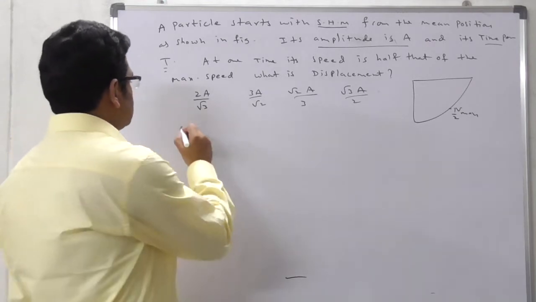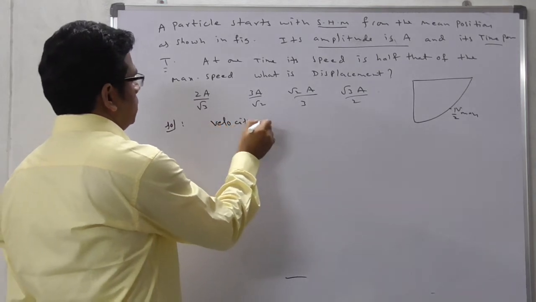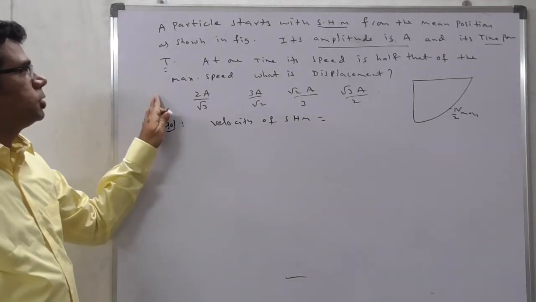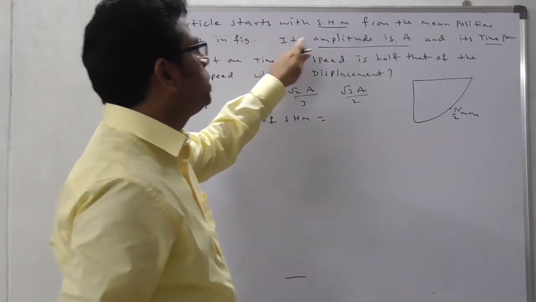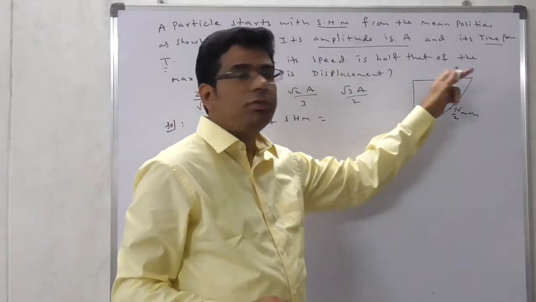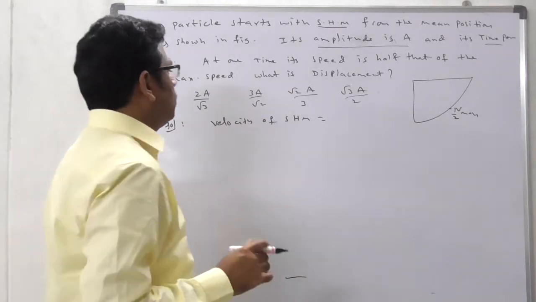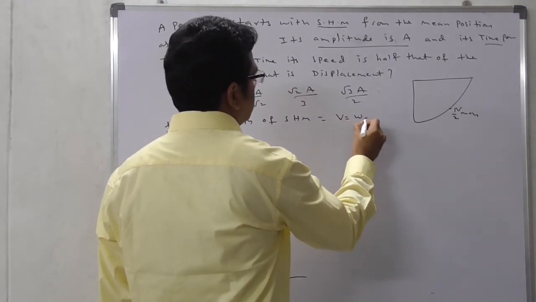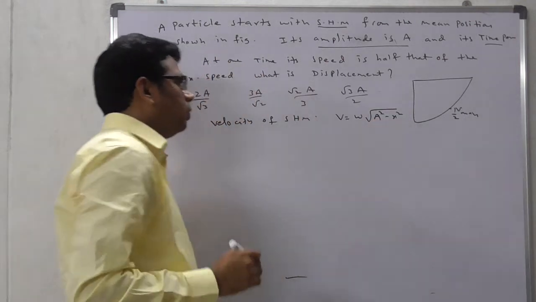So first write the velocity of SHM. Start solution. Velocity of SHM. Clear? The question is very simple. The particle starts SHM from the mean position. Its amplitude is A and the time period is T. At a particular time, speed is half that of the maximum speed. That is the condition. So the question is based on velocity. What is the formula? V is equal to omega into under root A square minus x square. This is the velocity of SHM.